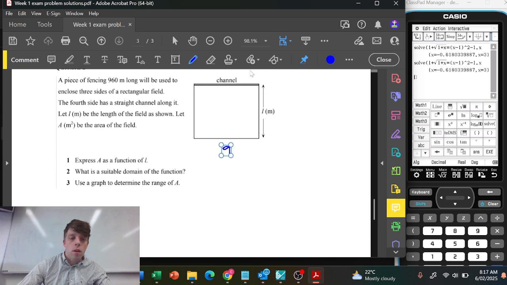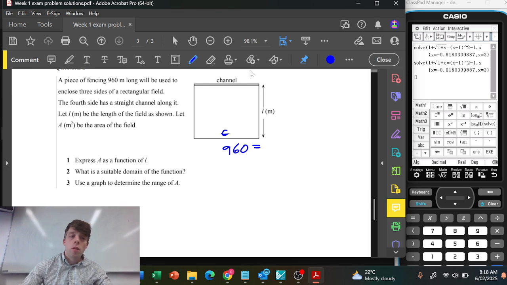So we've got the number 960. What is 960? That's the perimeter. So it's the distance from here to here to here to here, because we're only enclosing 3 sides of the field with the channel left open. Let's say we call this distance here C. You can see that L plus C plus L should add up to make the total perimeter of this shape.